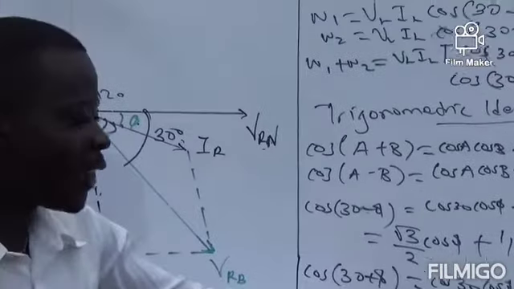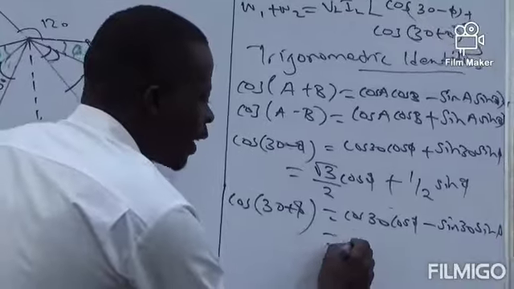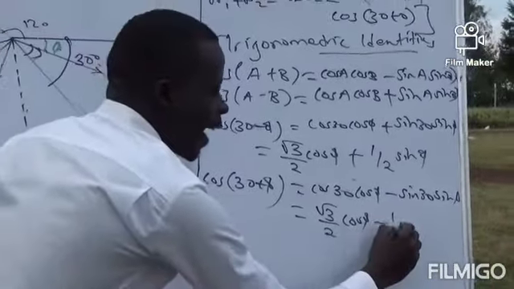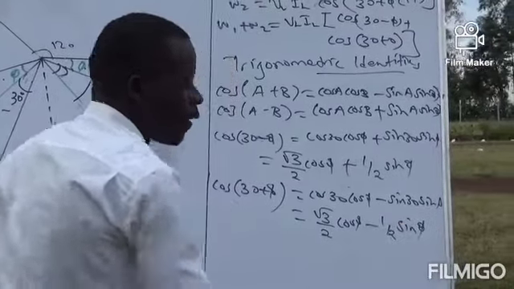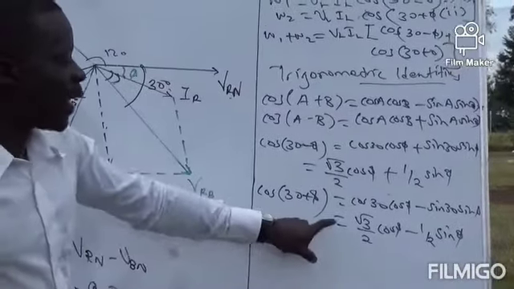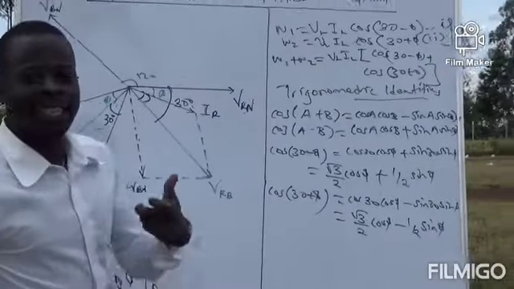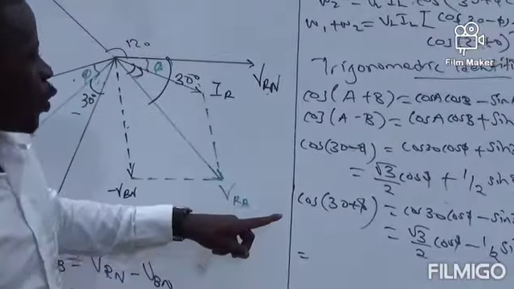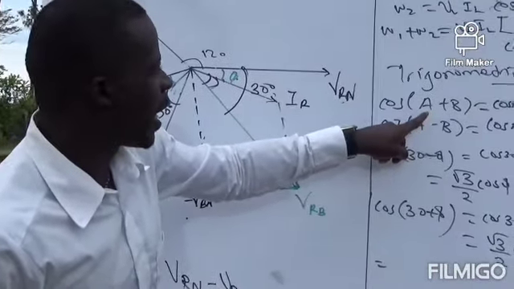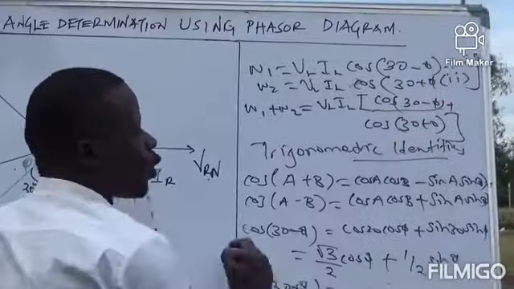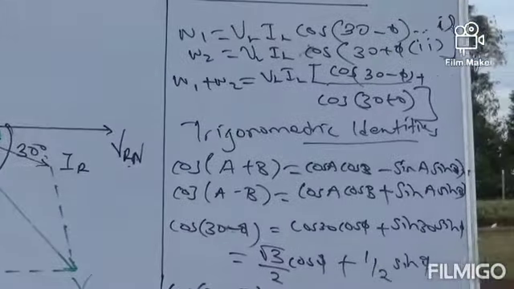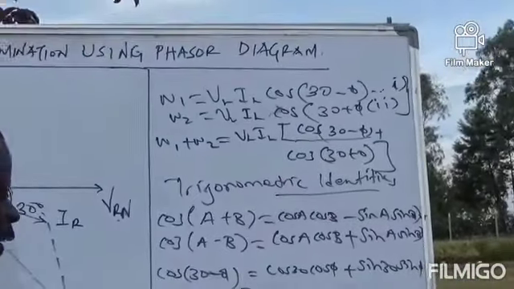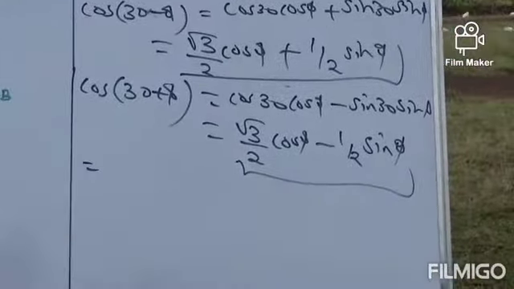So in other words, what you're going to have here, and this one remains the same, so cos 30 will be root 3 over 2 cos phi minus a half sin phi. So we want to now combine the two expressions so that we get the summation that we are interested in. So it was cos A, so we are back to here. So cos 30 minus phi is giving us this, and cos 30 plus phi is giving us this.